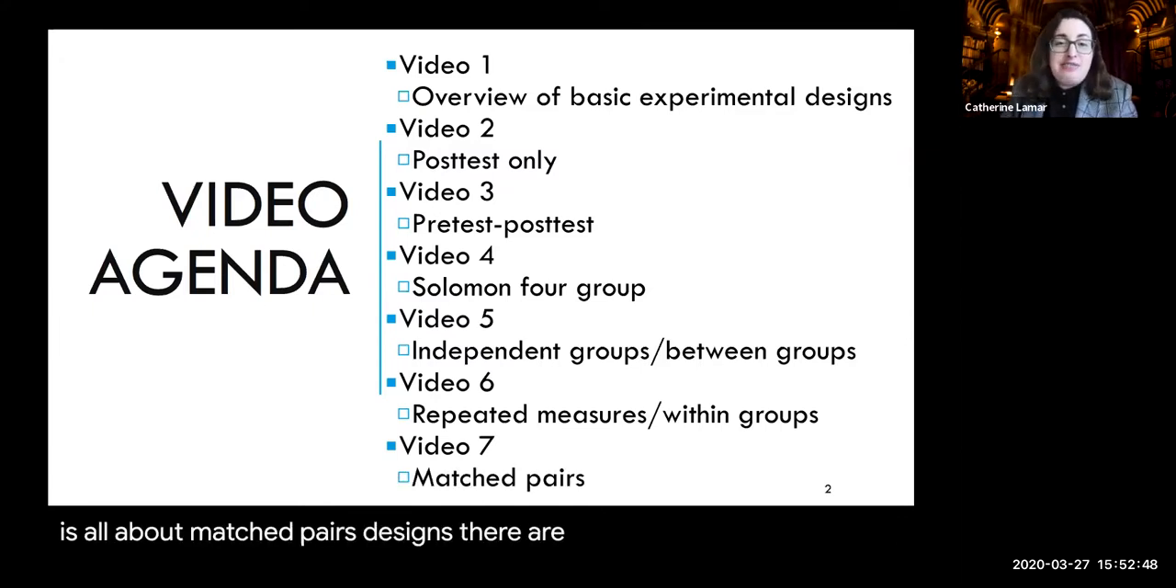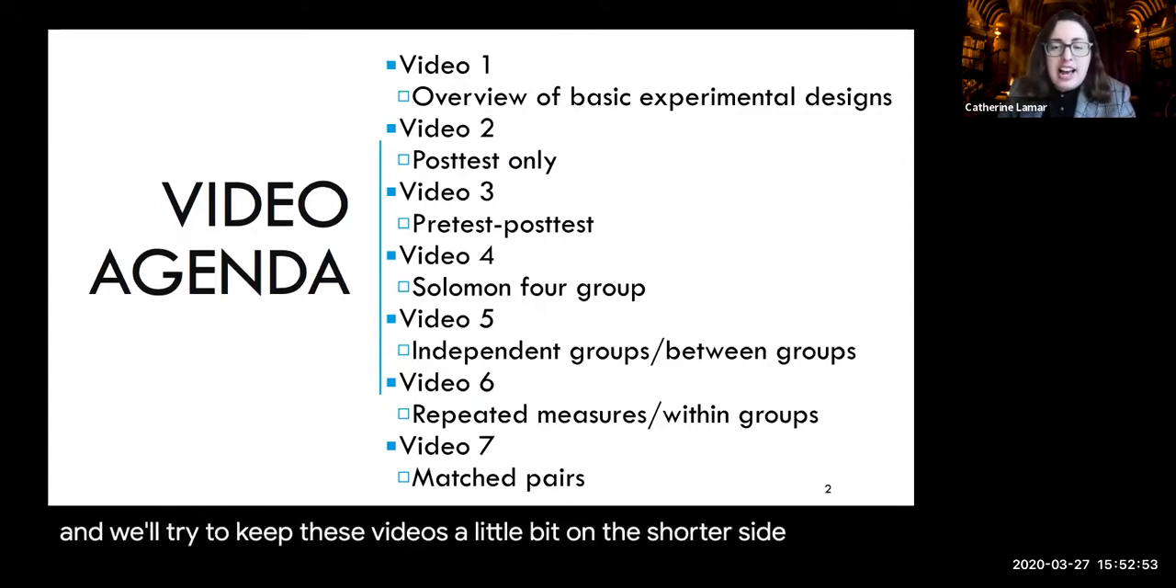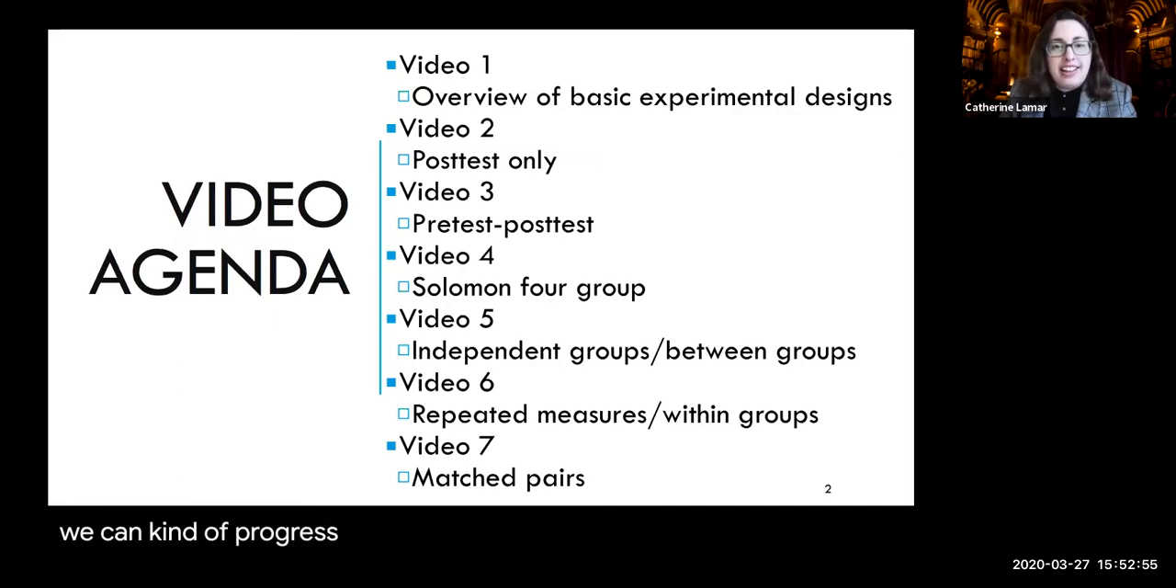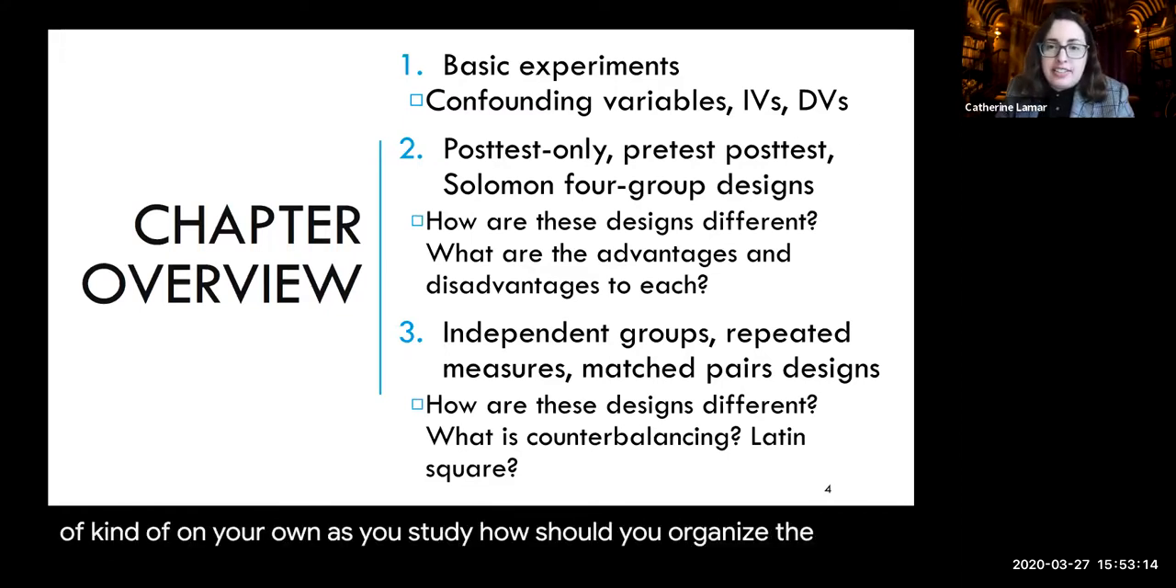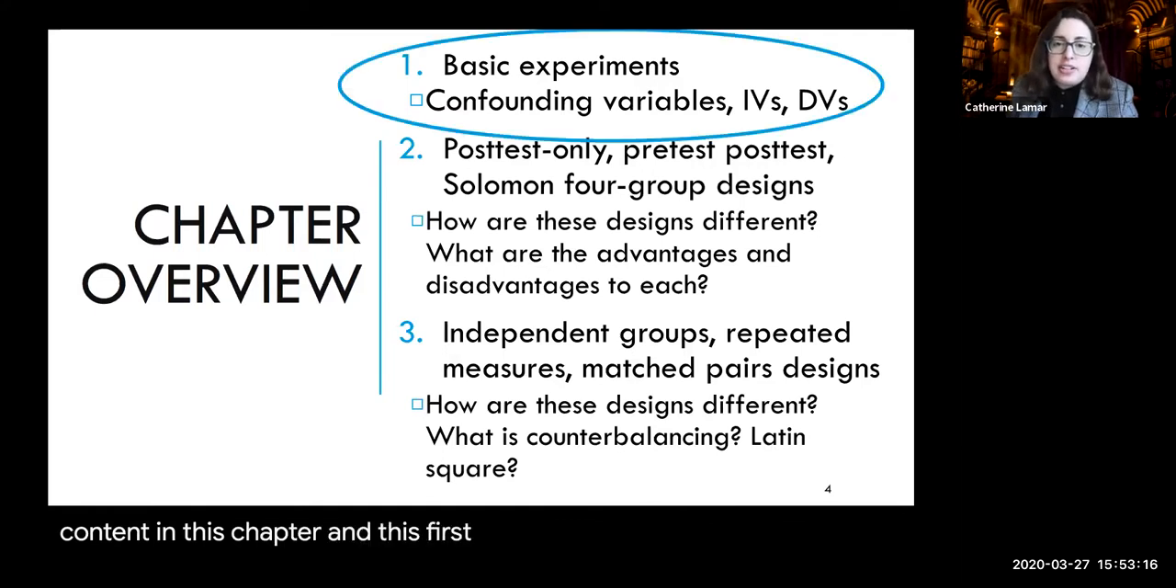There are 7 videos in Chapter 8, and we'll try to keep these videos a little bit on the shorter side so that we can progress through them at a good pace. But keep in mind that each video will basically tackle a different type of design, with the exception of this first video, where we talk about a basic experiment. I've also created a chapter overview to give you an idea, on your own as you study, of how you should organize the content in this chapter. This first video tackles the first part of this chapter. It's all about basic experiments and what they are.